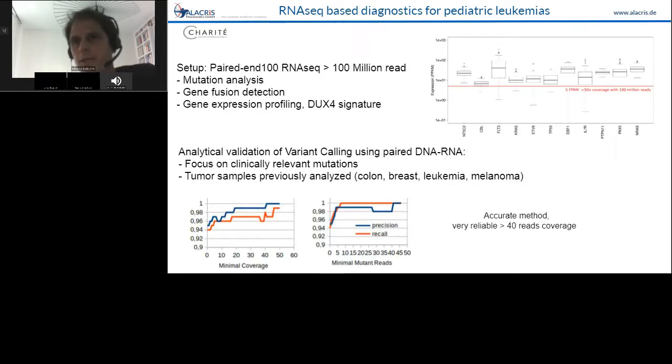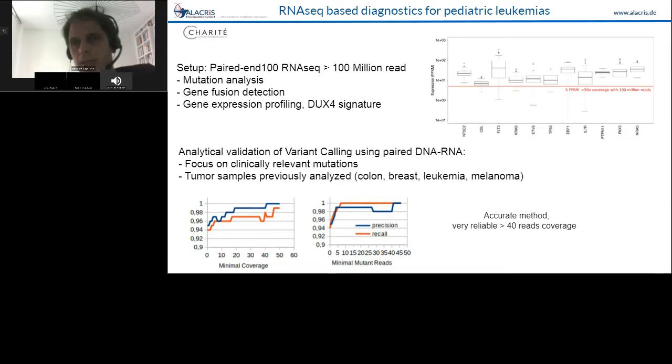So the setup for this diagnostic is to do paired-end 100 RNA-seq with at least 100 million reads. And from that, we perform mutation analysis, gene fusion detection, and gene expression profiling. So to validate variant calling, we used samples from patients where we had both DNA and RNA sequencing, similar to that CMTA approach before.